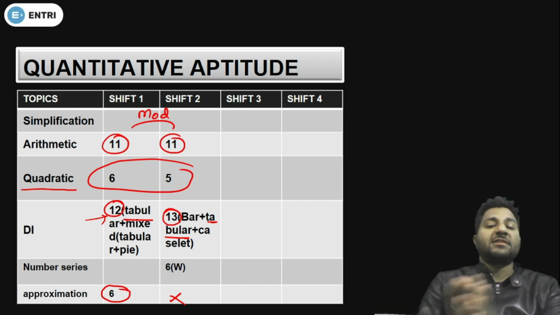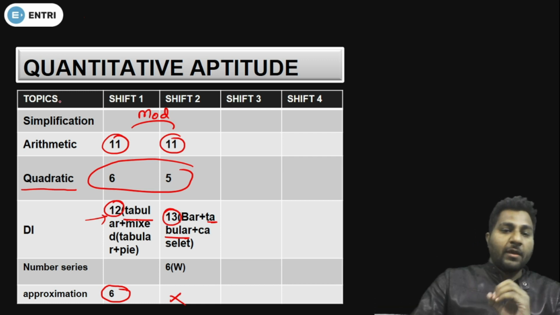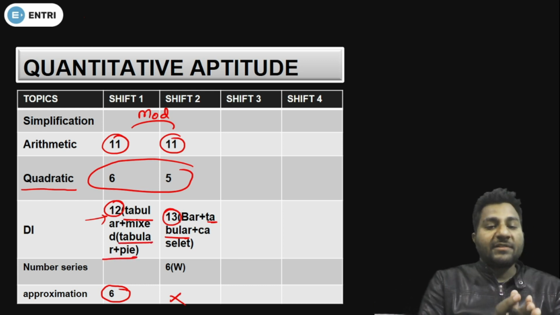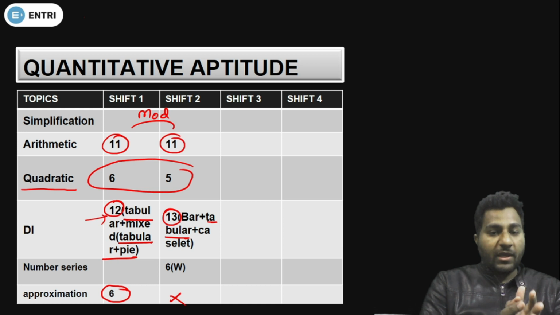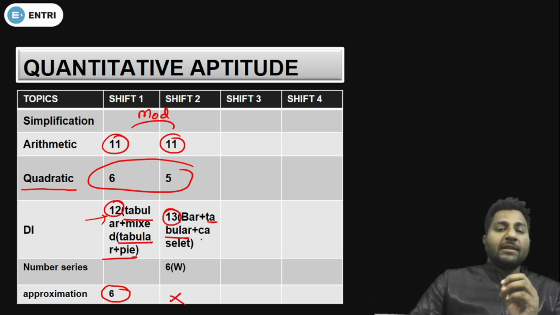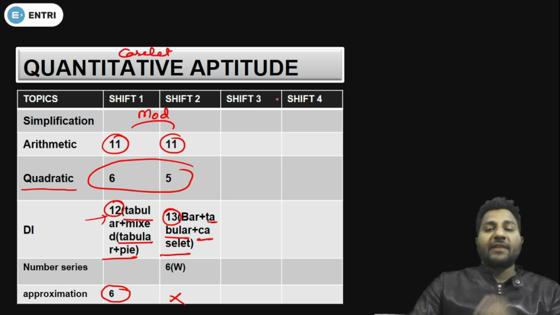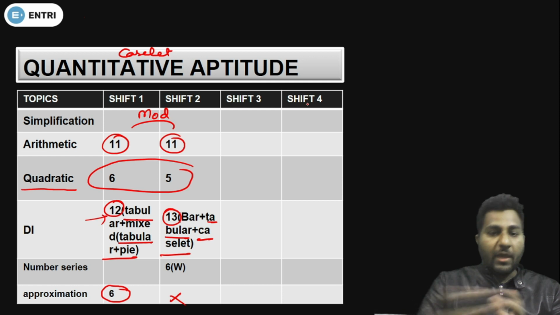Tabular DI was consistent in the first two shifts. In the first shift we have seen a mixed DI, tabular and pie, while in the second shift we have seen 3 DIs: tabular-pie, tabular-bar and caselet DI. So they are focusing on caselet as well. You might see some caselet DI in the third or fourth shift.